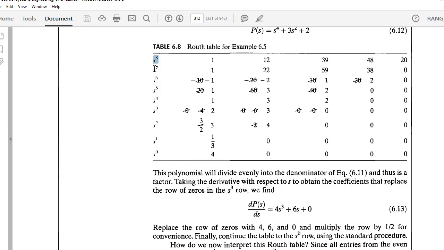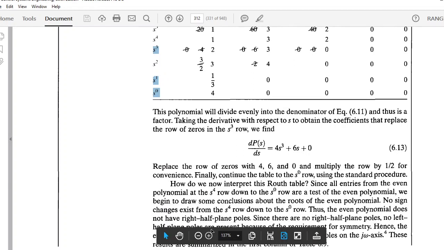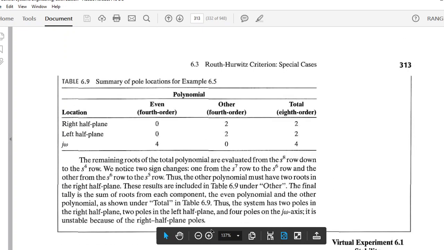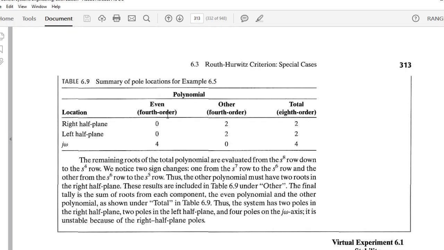everything that happened from s raised to 8 to s raised to 4 will be considered as occurrences before the row of zeros, and everything that happens from s cubed all the way to s squared, s raised to 0, is after the row of zeros. That is why they have spoken about an even polynomial and the other polynomial. So on the right hand plane, from the fourth order below, that is from the row of zeros, you'll see that there are no sign changes.